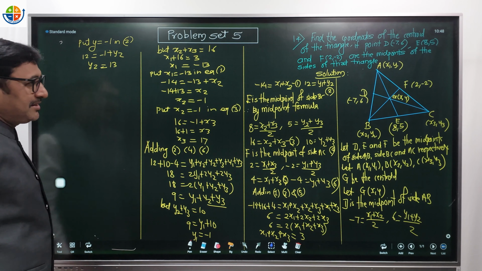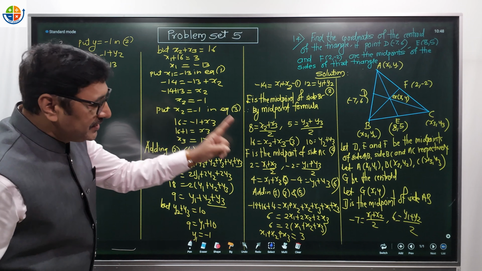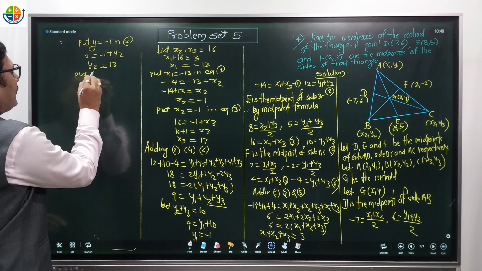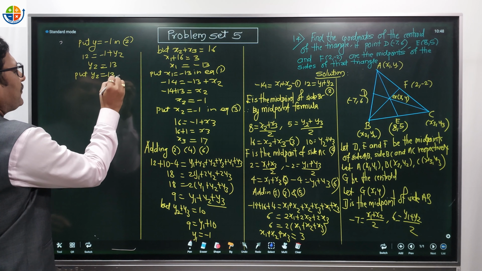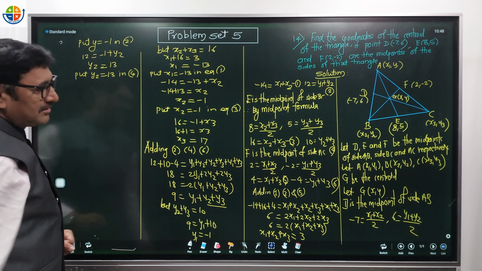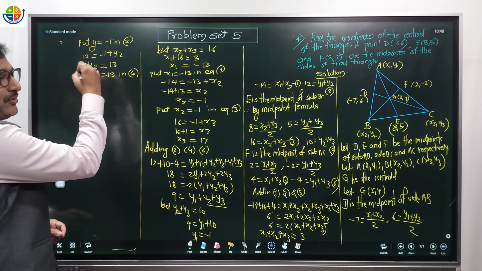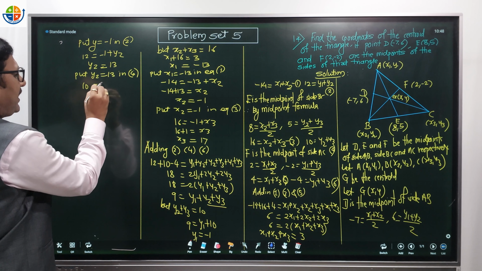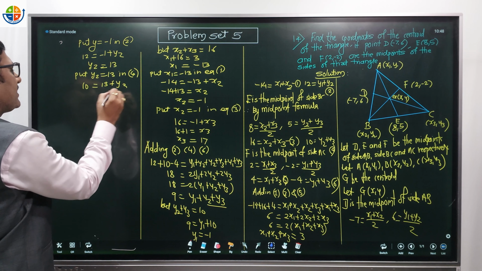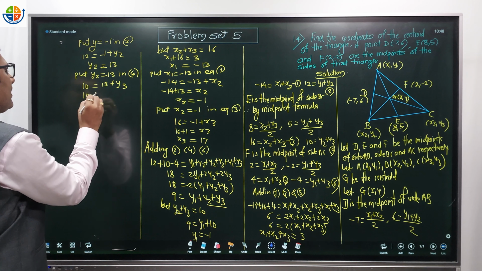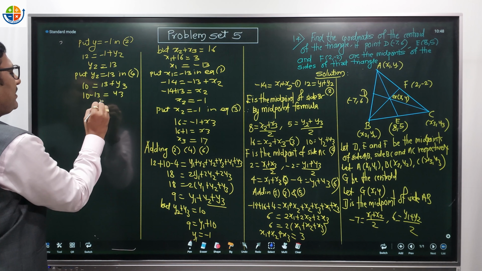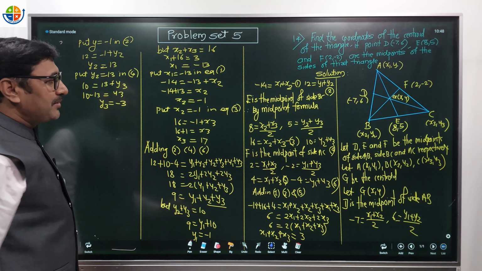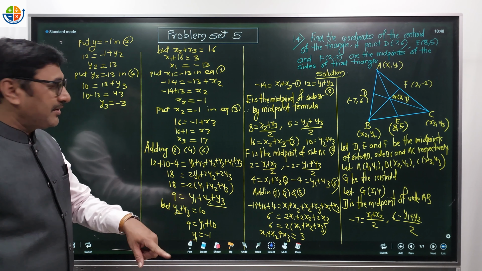Again put y2 is equal to 13 in equation number 4. क्या मिलेगा? जहां y2 है वहां पुट कर सकते हैं बच्चों. 10 is equal to 13 plus y3. 10 minus 13, y3. तो y3 कितना मिला? -3. अभी हमें x1 मिला, x2 मिला, x3 मिला, y1 मिला, y2 मिला, y3 मिला.